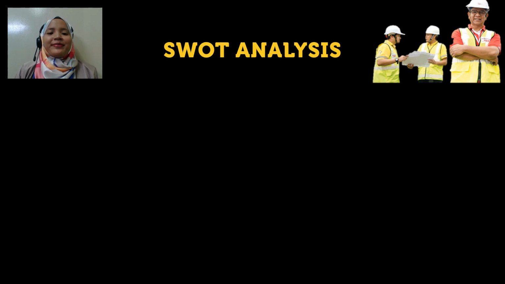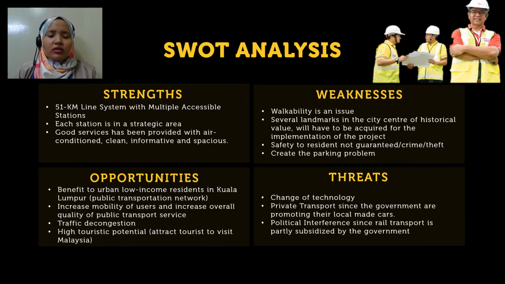Okay, so this is our SWOT analysis. Our SWOT analysis consists of strengths, weaknesses, opportunities, and threats. So the first one, strength. MRT has a 51-kilometer line system with multiple accessible stations, where each station is in a strategic area. It also has a good service that has been provided, with air conditioning, clean, informative, and spacious. And then for the weaknesses, walkability is an issue.